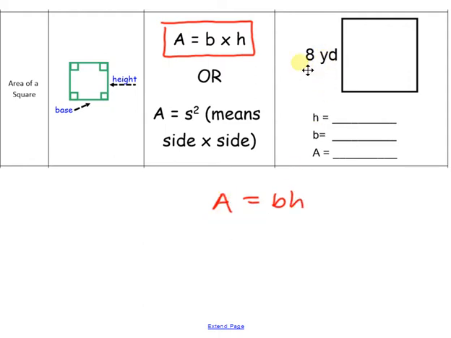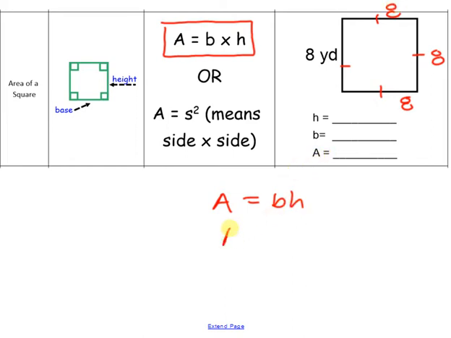So here it tells us that the height is 8. But what do we know about a square from our quadrilaterals lesson? Well, from that lesson, we know that all the sides of a square are the exact same. So if this is 8, then this is also 8, and this is also 8, and this is also 8. Okay, so that's very important.